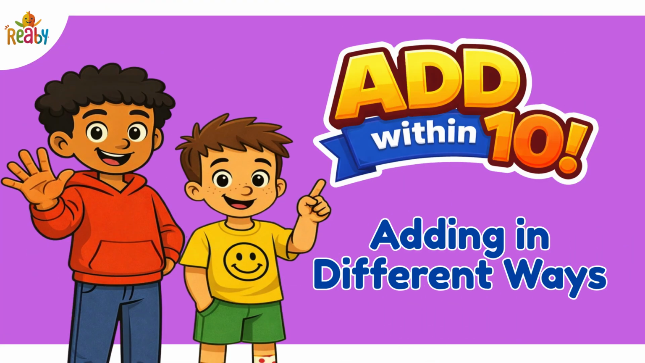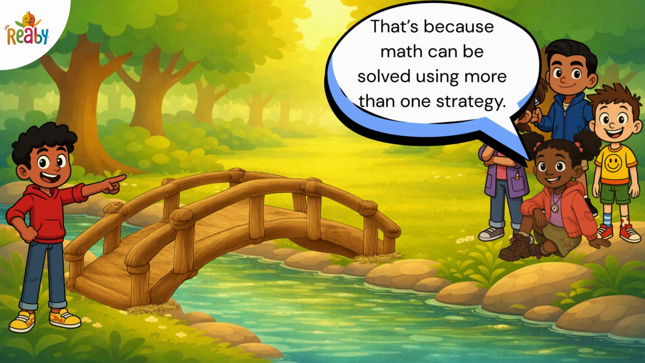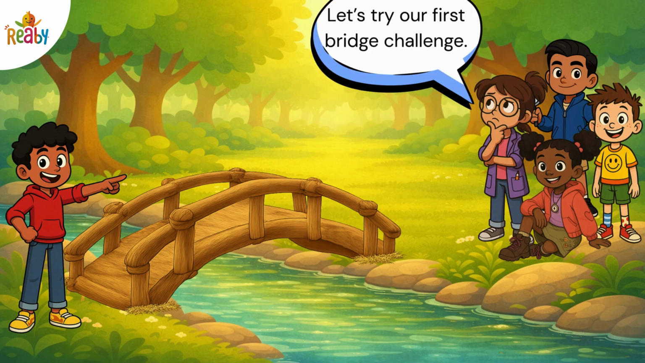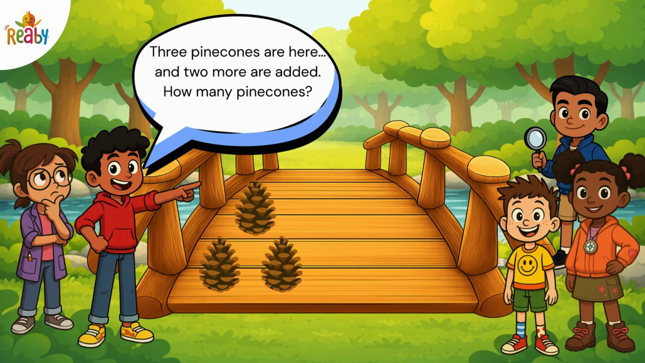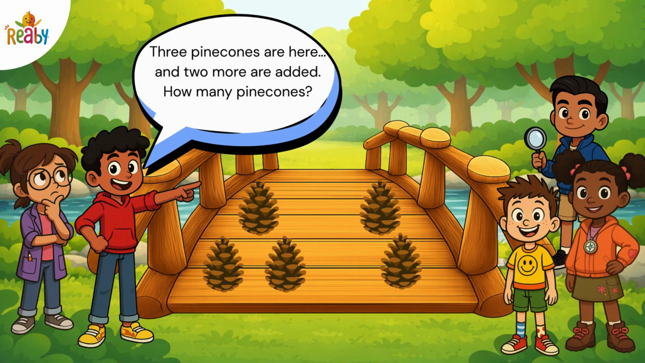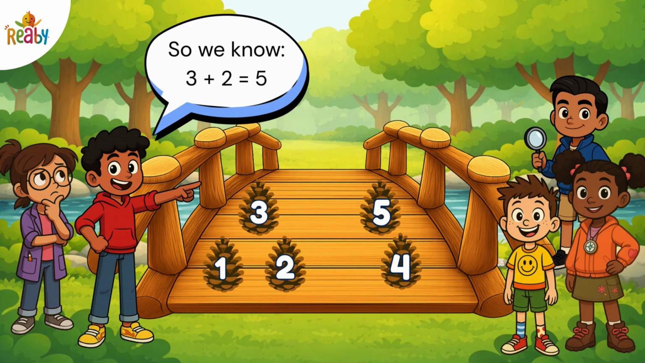Did you know we can add in different ways? Look, the bridge shows the same problem in different ways. That's because math can be solved using more than one strategy. Let's try our first bridge challenge. Let's add with objects. 3 pine cones are here, and 2 more are added. How many pine cones? Let's count them! 1, 2, 3, 4, 5. So we know 3 plus 2 equals 5.